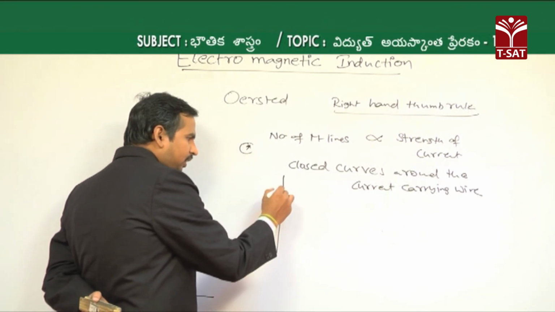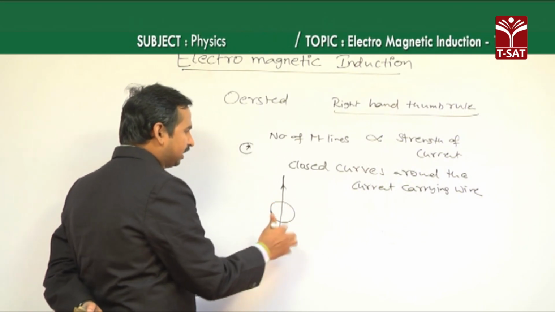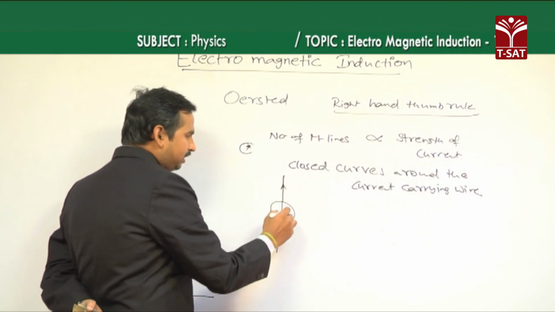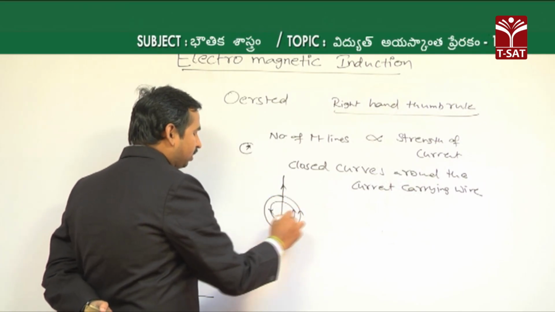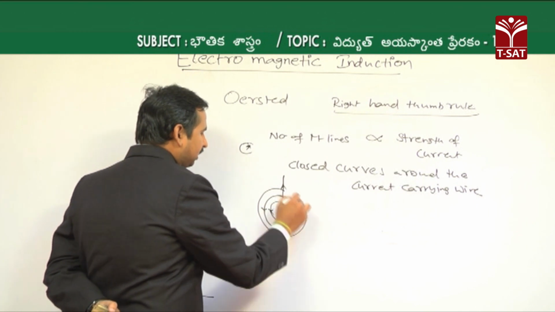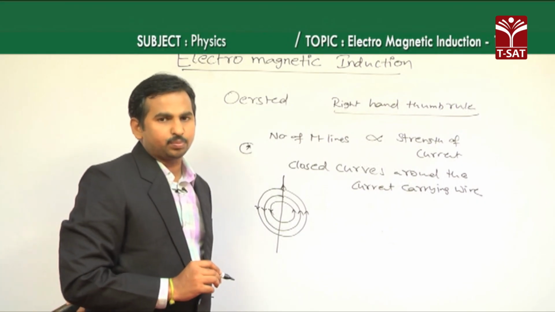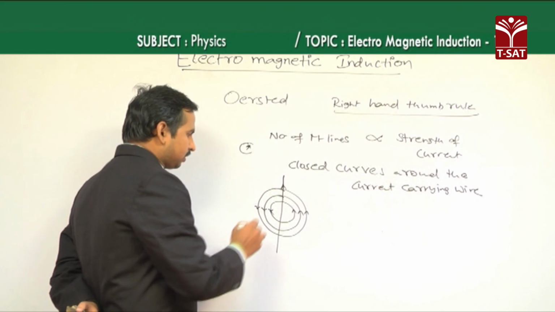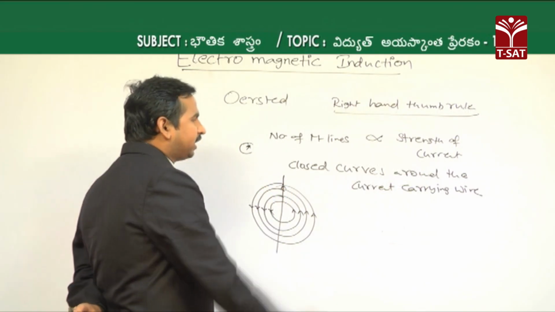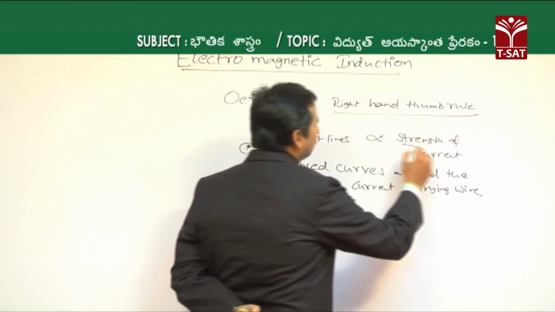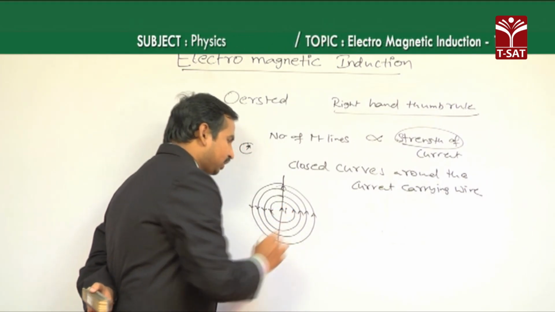For example, if the current is out of the plane, the magnetic lines of forces are around it like this. Then we curl the fingers in this direction. Around the current carrying wire, those come like concentric circles. Concentric circles means all the circles have the same center. The number of magnetic lines of forces depends on the strength of the current we are passing, if it is taken in the upward direction like this.